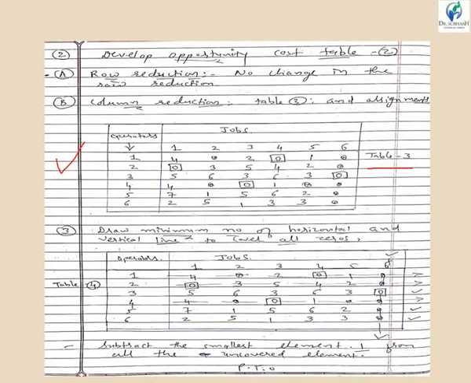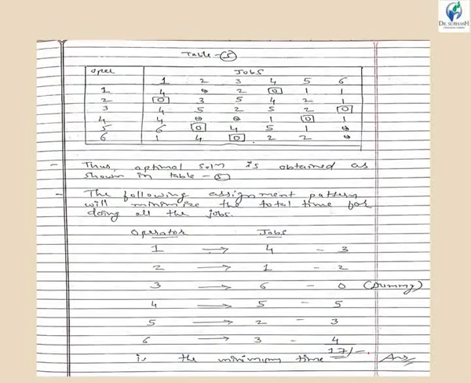Now among the uncovered elements, the smallest element is 1, so subtract it from all those uncovered elements, add it wherever the lines are intersecting, and those values over which the line passes will remain as they are. So that is shown in our next slide. So as per that, these are the values that we have obtained after subtracting and adding wherever the lines intersect.